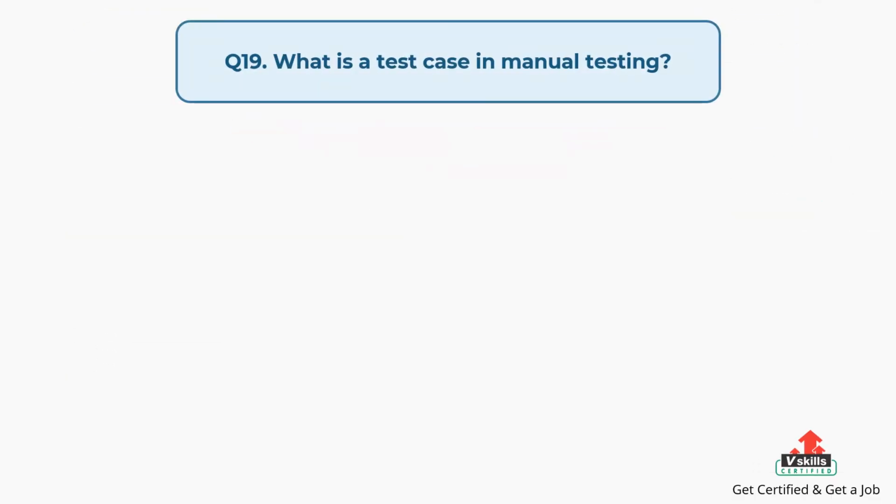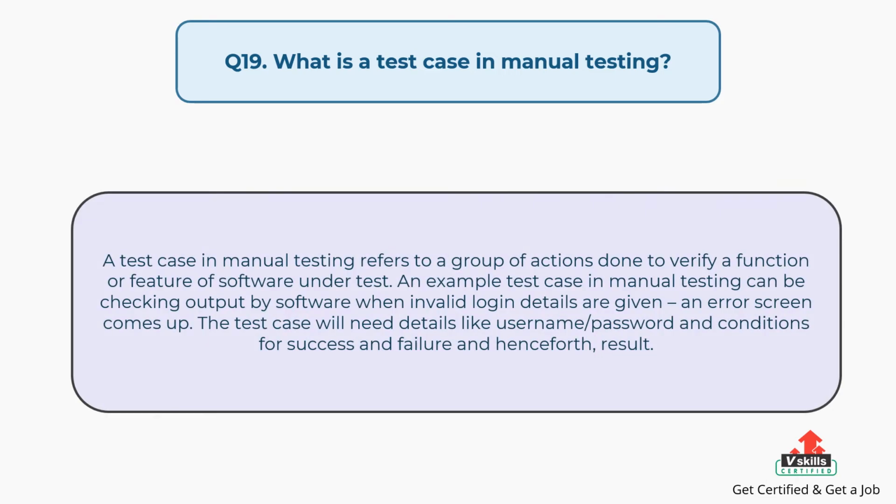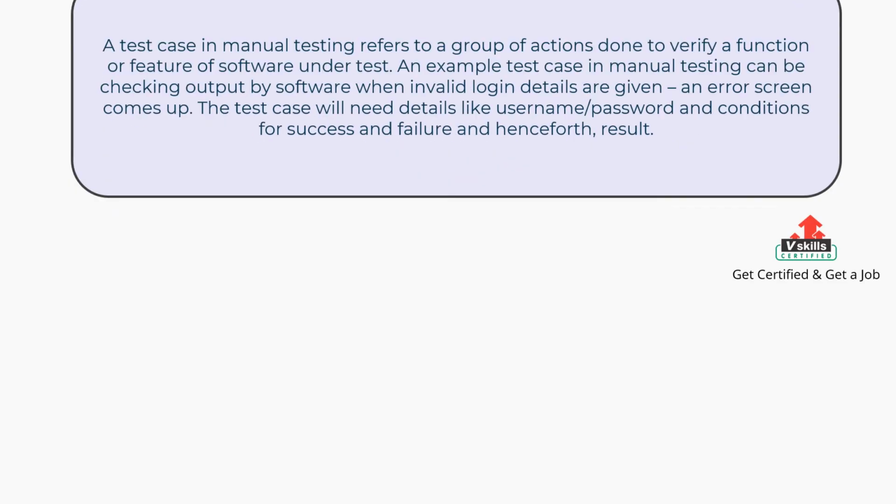Question number 19. What is a test case in manual testing? The answer is: a test case in manual testing refers to a group of actions done to verify a function or feature of software under test. An example test case in manual testing can be checking output by software when invalid login details are given. An error screen comes up. The test case will need details like username, password and conditions for success and failure, and henceforth, result.